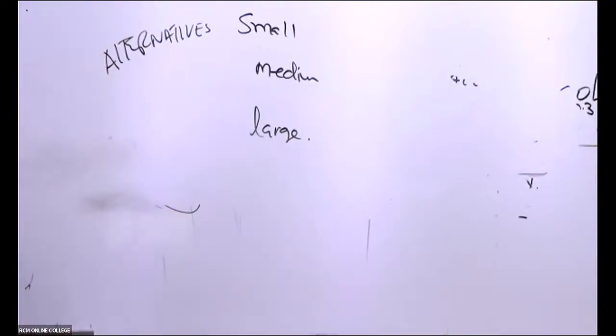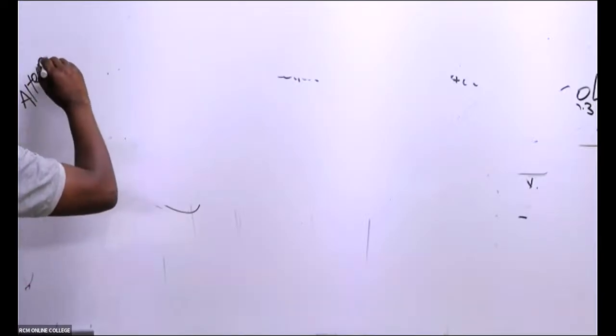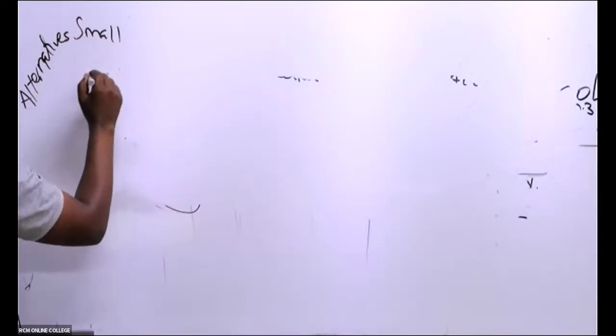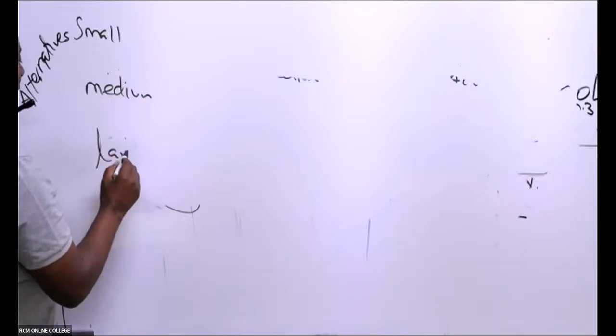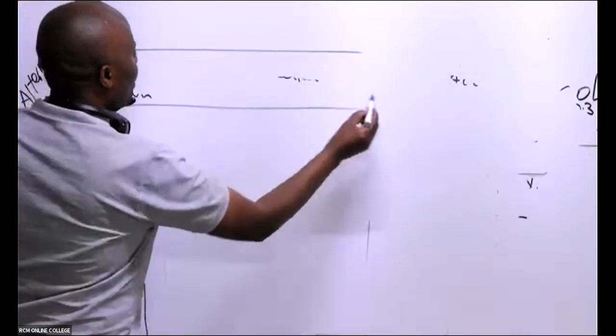Those are our alternatives. Let me use my board very well. These are my alternatives. We have here small, medium, and then we have what here, somebody? Large. Is there anybody who is able to see the probabilistic states of nature?